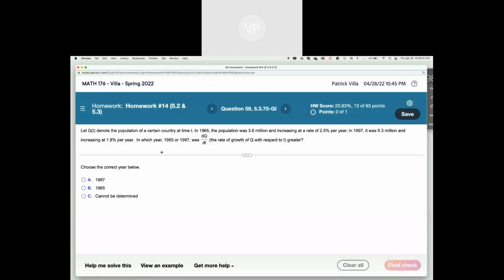All right. Now we get our population growth problem. They're asking, let's see here, let Q denote the population of a certain country at time t. In 1965, it was 3.6 million and increasing at a rate of 2.5% per year. In 1997, it was 6.3 million and increasing at a rate of 1.8% per year. In which year was the rate of growth, dq dt, greater?